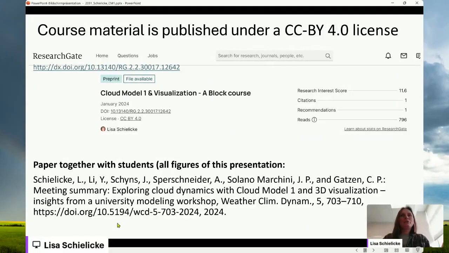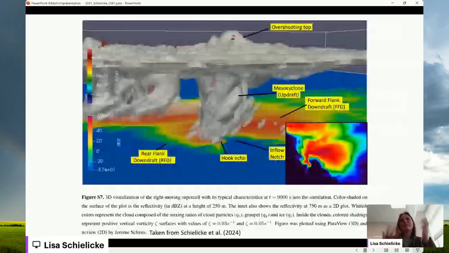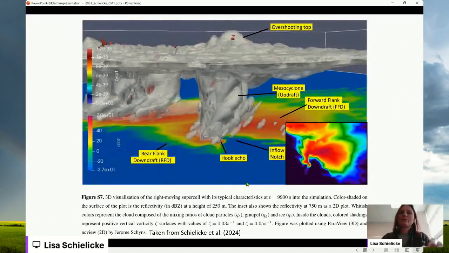And I would like to conclude this talk with the visualization of a student, Jerome, whose figure I also took for the beginning. We see here the splitting supercell, Weisman-Klemp supercell, idealized case with the right moving supercell here in the middle, and he used his theoretical knowledge he had from books to now annotate the structures he sees.